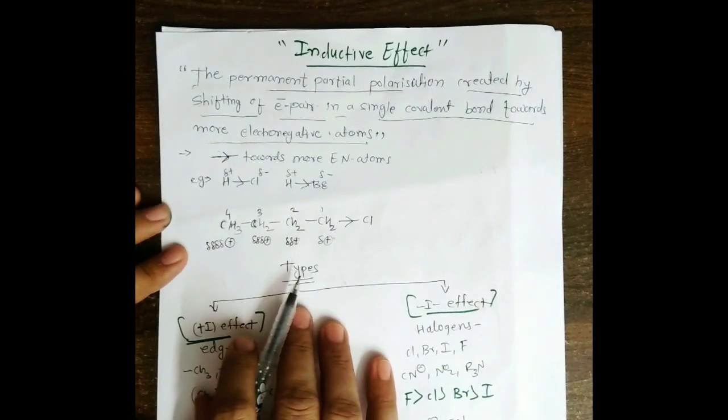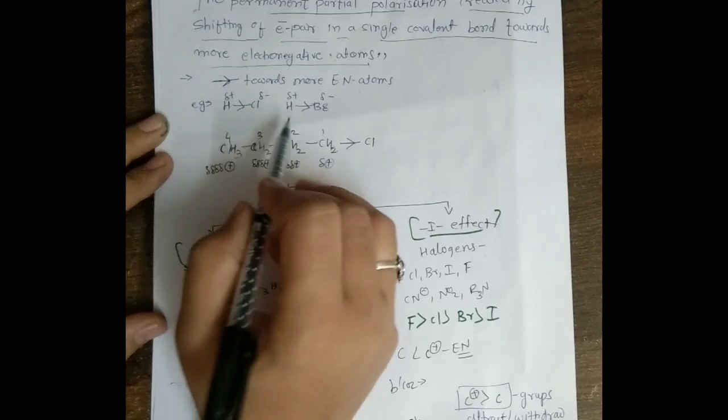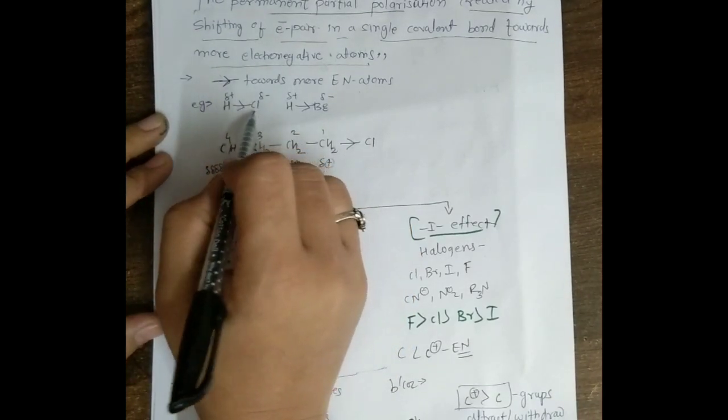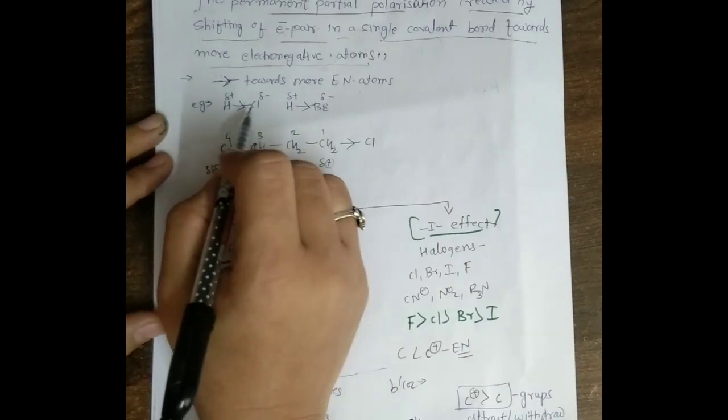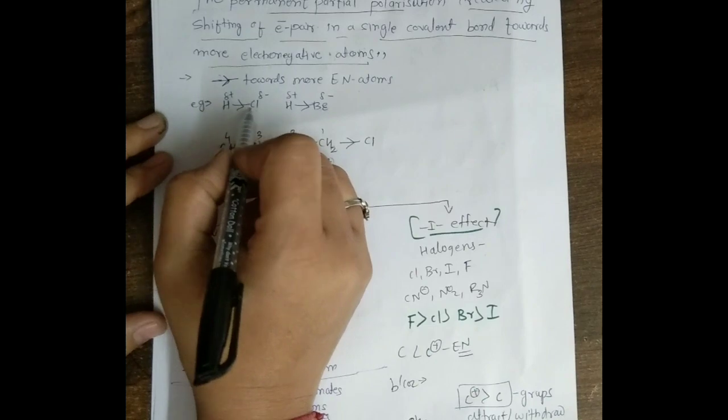So here, like HCl, HBr, in which hydrogen is delta positive and chlorine is delta negative, because halogen is always an electronegative atom. So chlorine and bromine, this arrow is pointing towards the chlorine atom. The arrow means the inductive effect towards this chlorine atom, and here also towards the bromine atom.